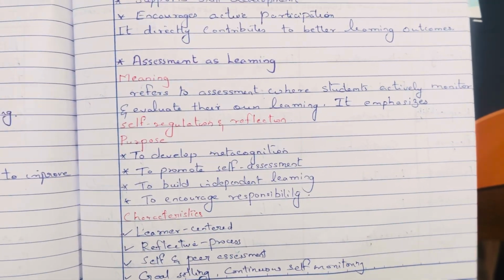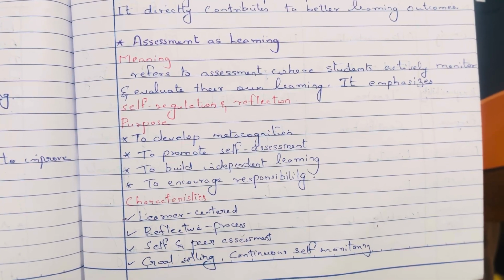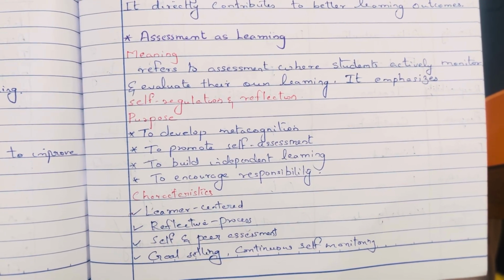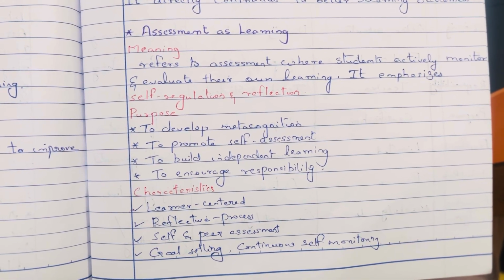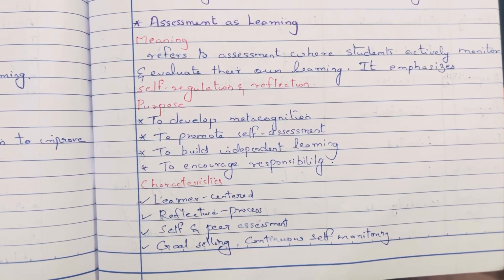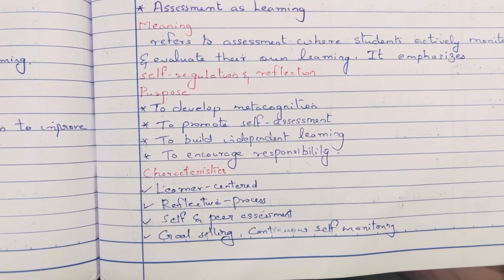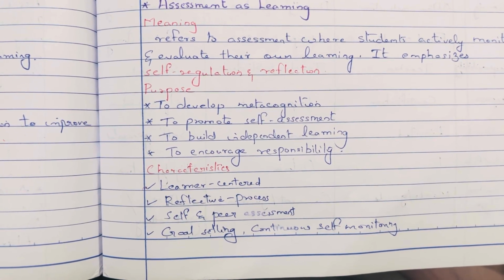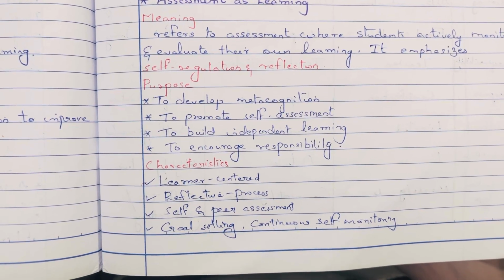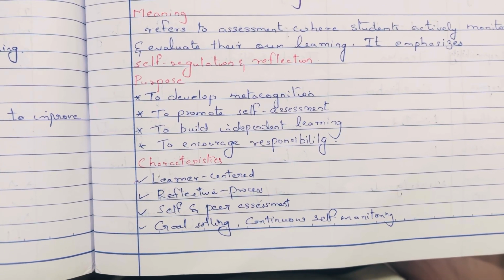Assessment as learning refers to assessment where students actively monitor and evaluate their own learning. It emphasizes self-regulation and reflection. Purpose: to develop metacognition, to promote self-assessment, to build independent learning, to encourage responsibility. Characteristics: learner-centered, reflective process, self and peer assessment, goal setting, continuous self-monitoring.